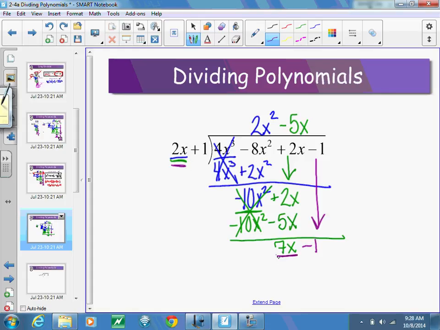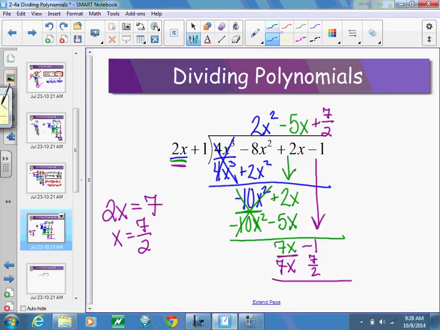Now 2x times what gives you 7x? This one can be a problem for some people because they're saying, well, 2 doesn't go into 7 evenly. So you've got to think more fraction-wise here. 2 times x is equal to 7, so 2 times what equals 7? I would have to divide both sides by 2, so x would equal 7 halves. So I'm going to be adding the fraction 7 halves. Now 7 halves times 2 would give me 7x. 7 halves times 1 is going to give me 7 halves.